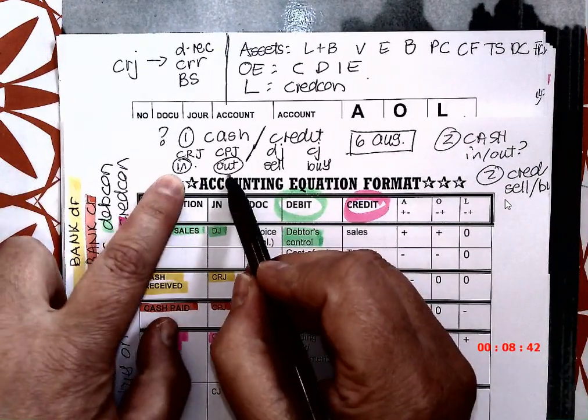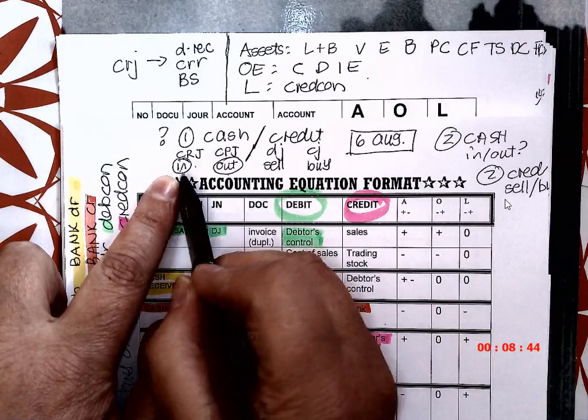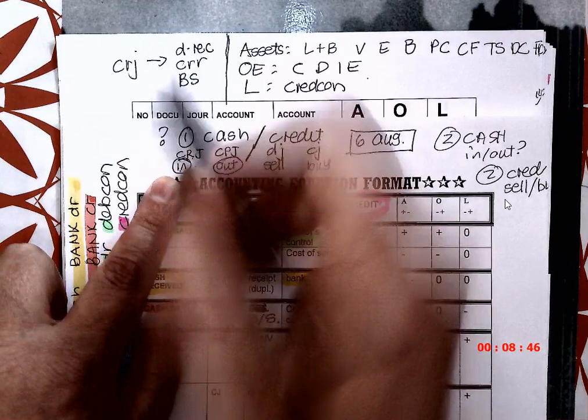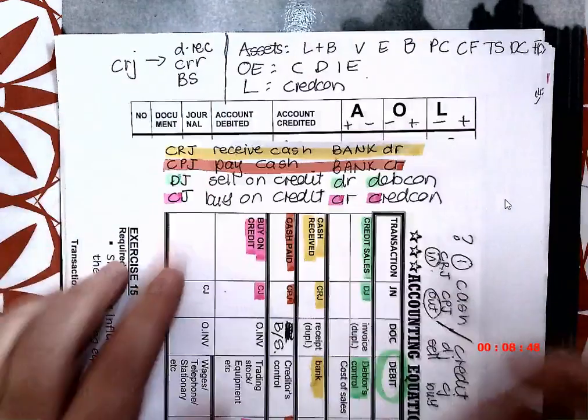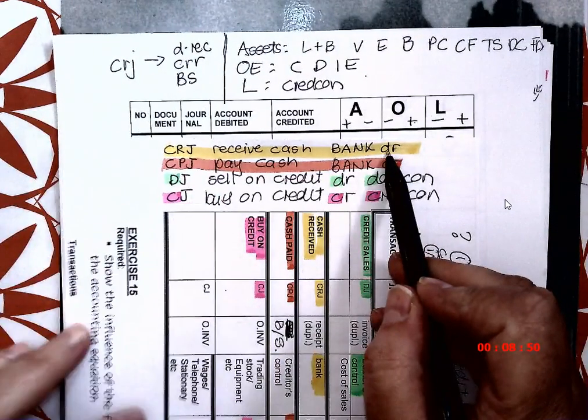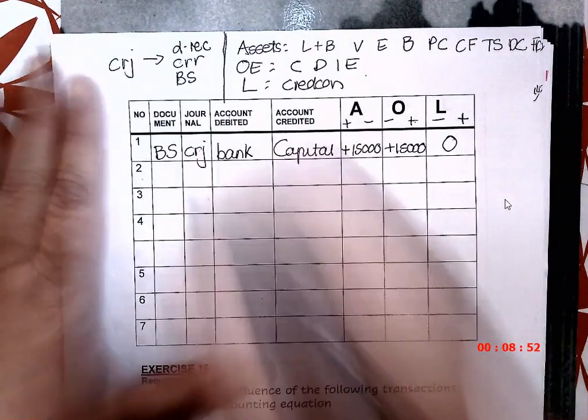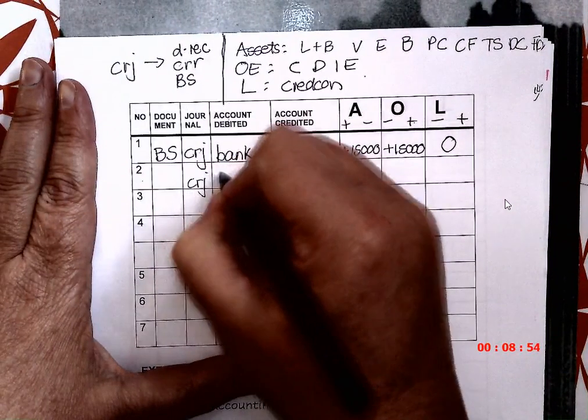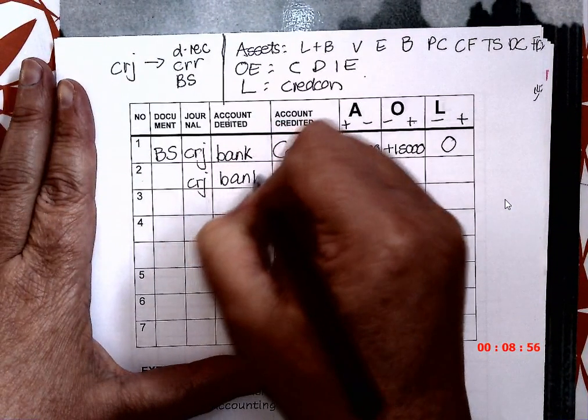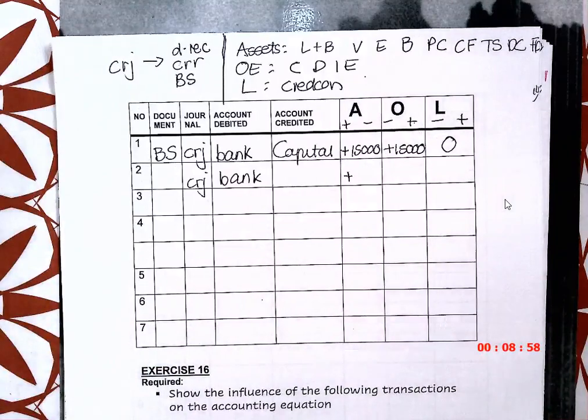Now let's go look. Is it money coming in or money going out? Money coming in, so it's a CRJ. If it's a CRJ, the rule says bank would be debit. So I can immediately write CRJ, bank, assets, plus.